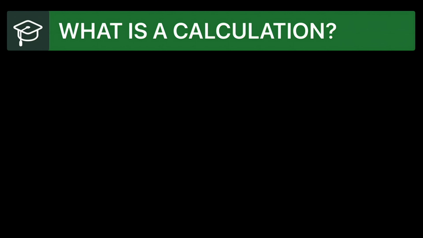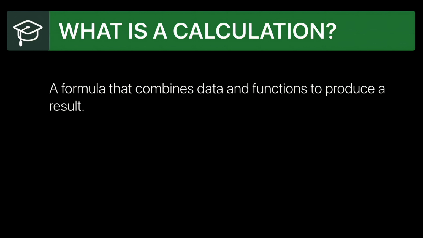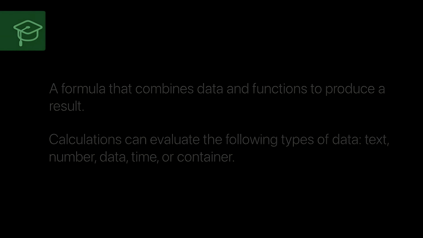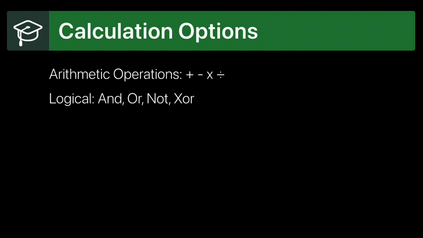So what is a calculation? A calculation is a formula that combines data and functions to produce a result. And what's more, a calculation can work on various types of data, whether it be text, number, date and time, or container data. So there are several different aspects when you are creating a formula for a calculation. This formula is also known as an expression. In that expression, you can use arithmetic operations such as addition, subtraction, multiplication, and division, as well as logical operators like and, or, not, or XOR.